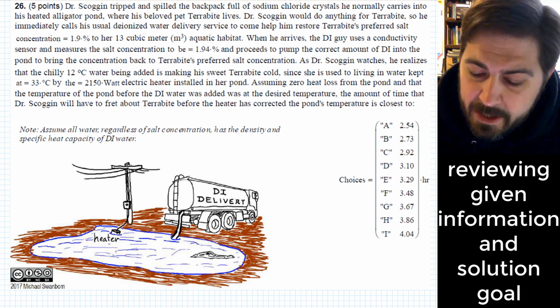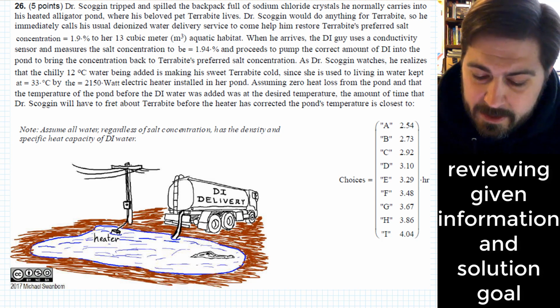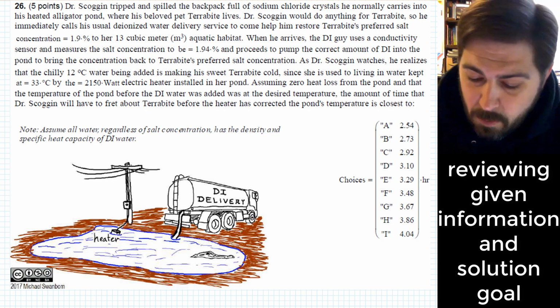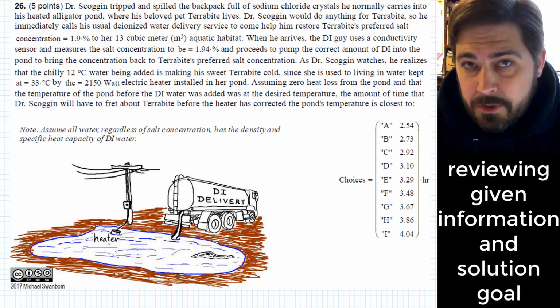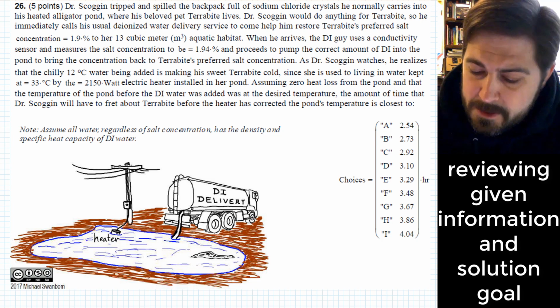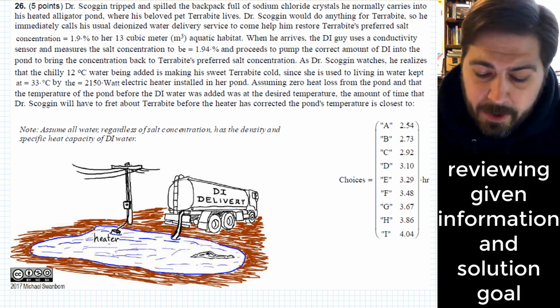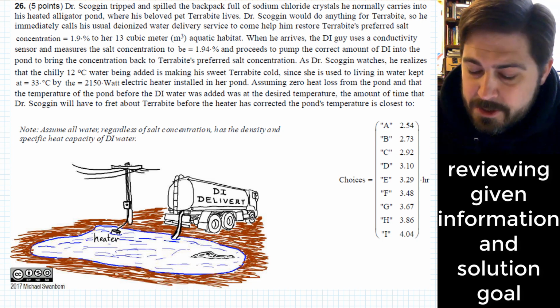When the DI guy arrives, he uses a conductivity sensor and figures out that the salt concentration has increased to 1.94% salt due to the salt crystals that Dr. Scoggin spilled. So the DI guy pumps the correct amount of DI into the pond to bring the concentration back to the preferred salt concentration.